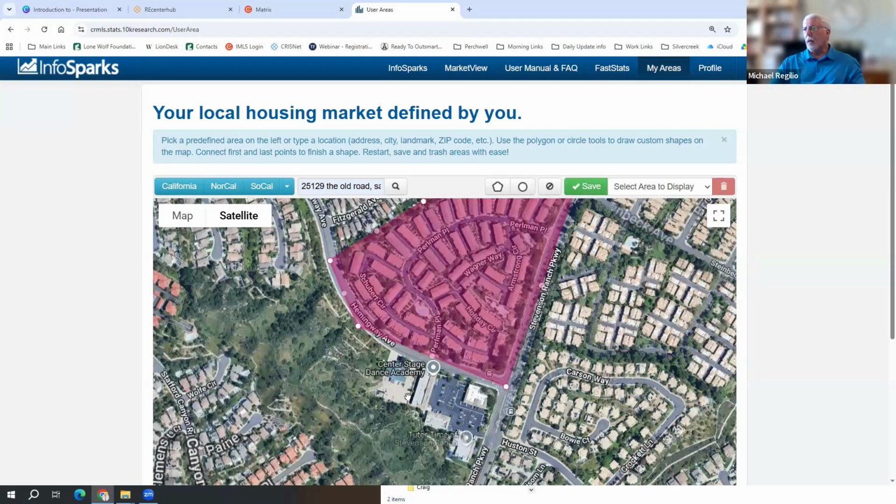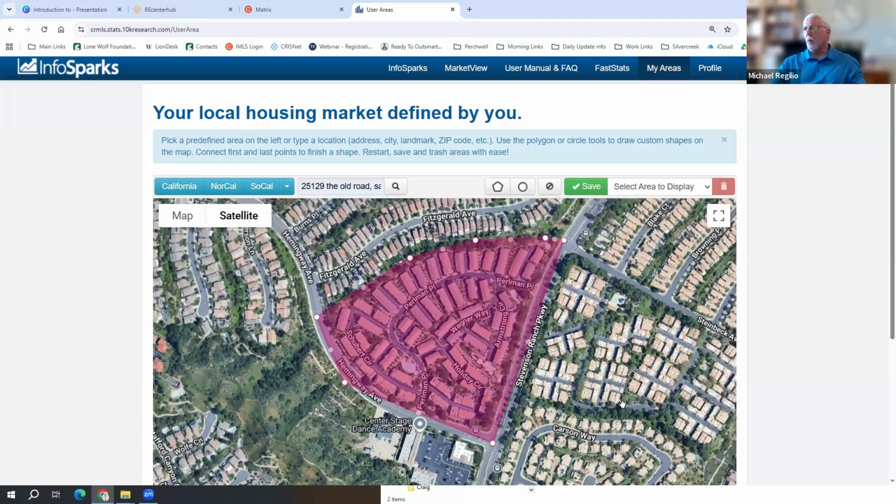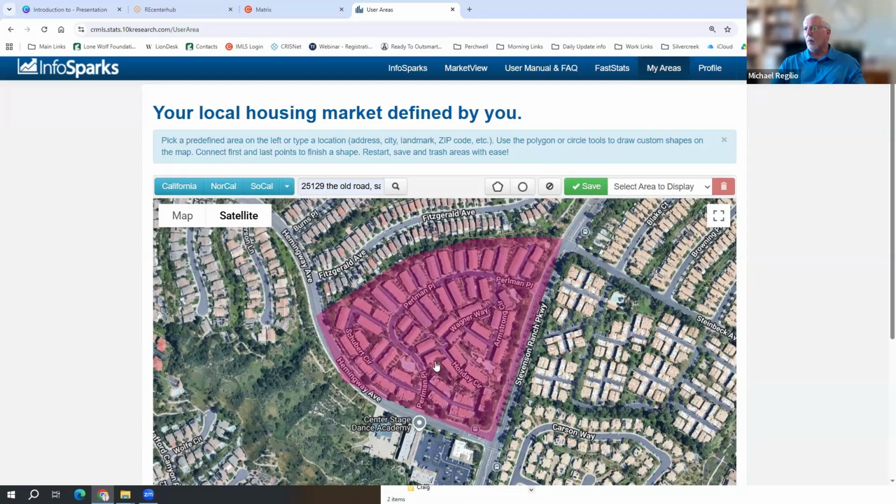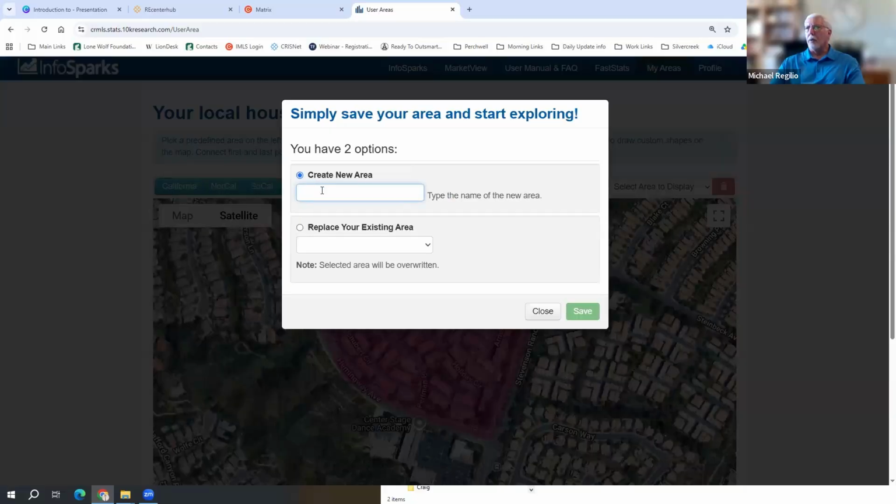So with that, I can move it around if I'm too close or too far. I can make those adjustments the same as I can do in Matrix. So I get my map right. Once I do that, I can hit save here and I can name my save search.